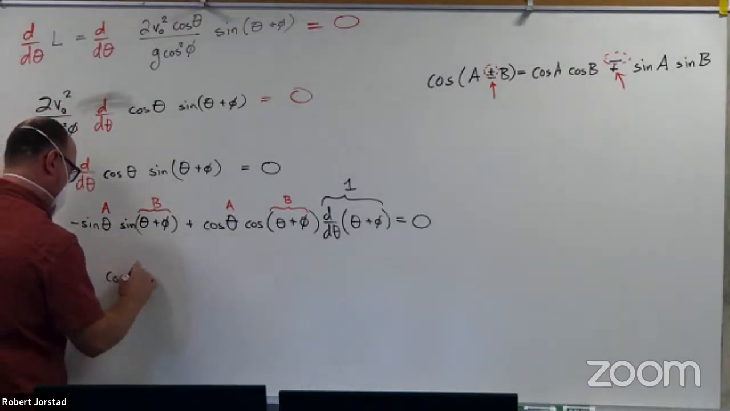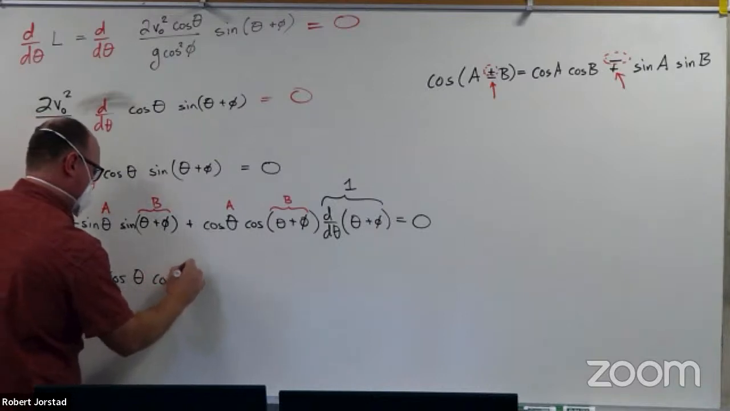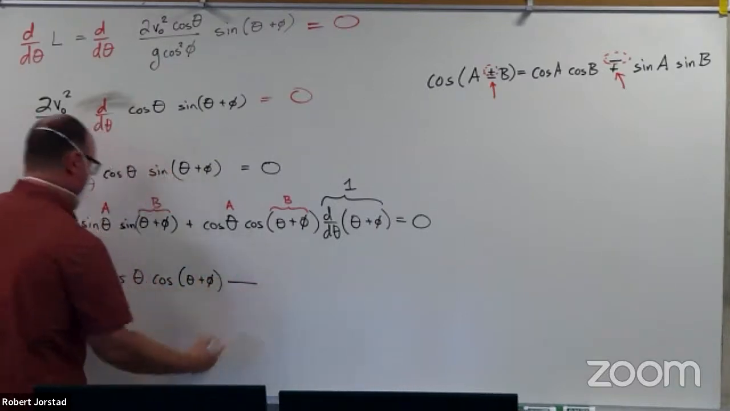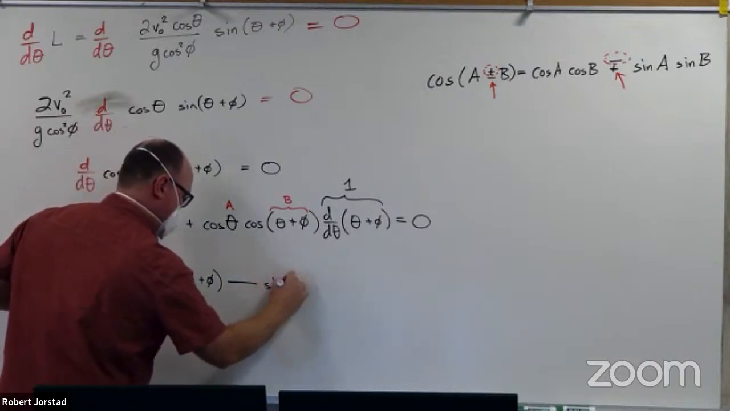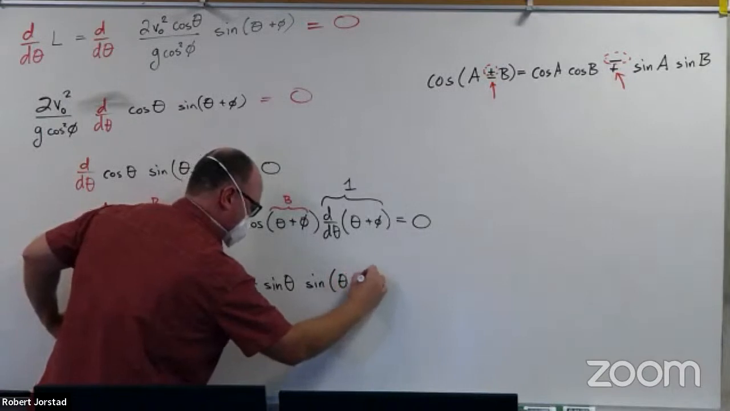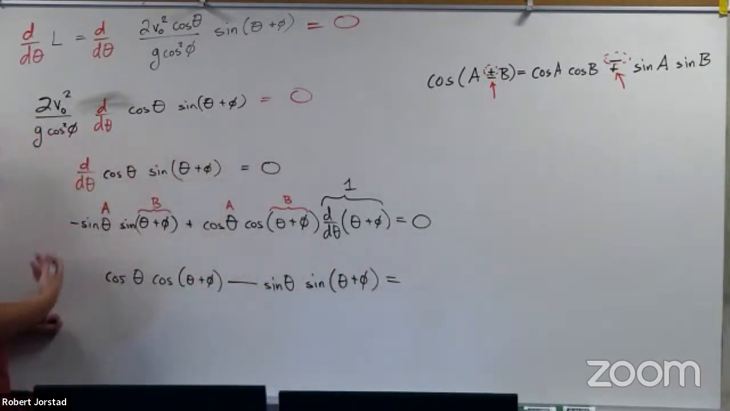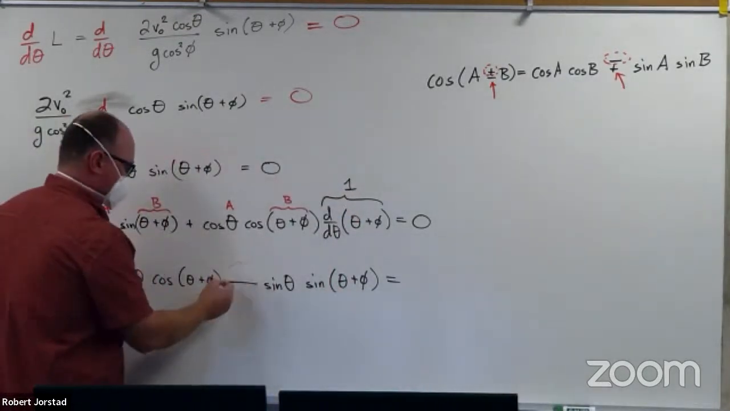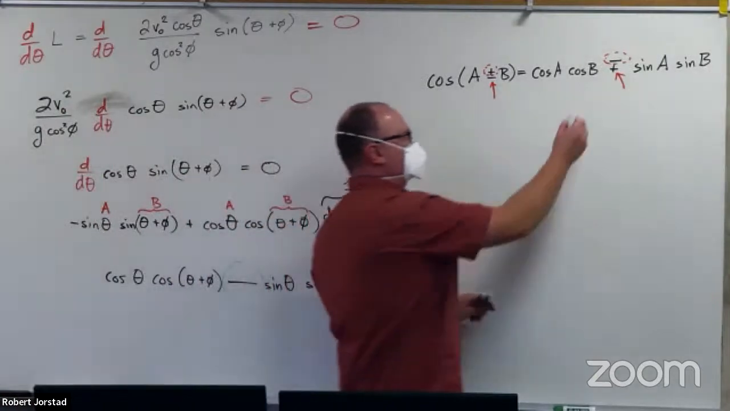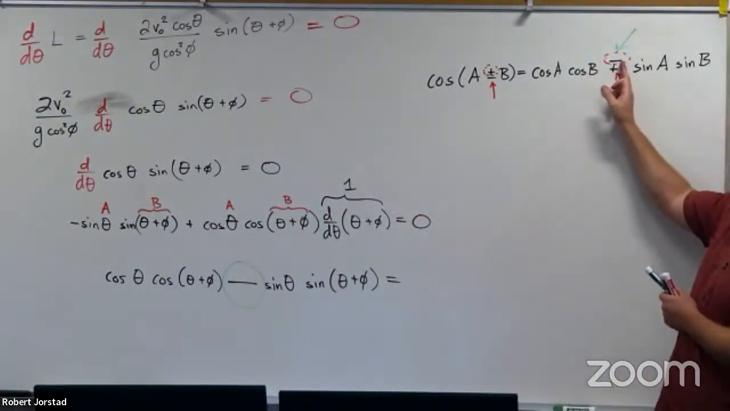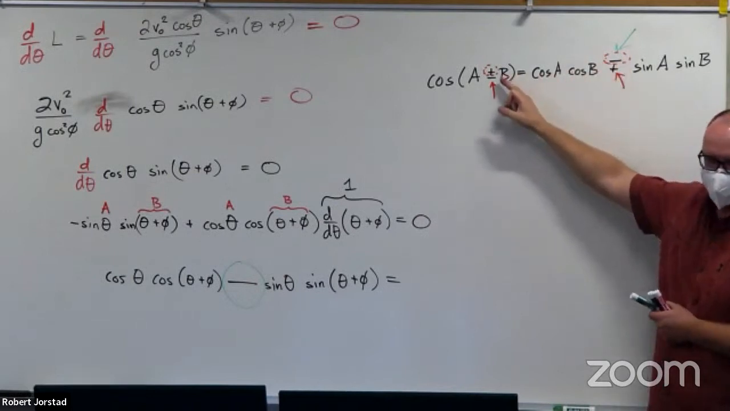This is cosine theta plus phi, minus sine theta plus phi. That's what we got here. My claim is, look, I've got a minus sign right here. That means I've got to use the minus sign right here. Well, if I want to use the minus sign right here, I have to use the plus symbol.